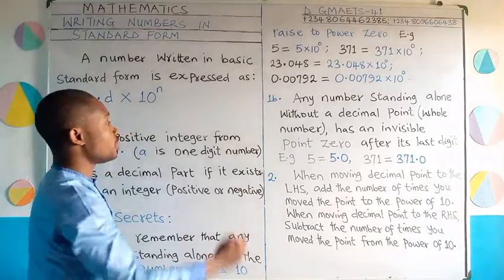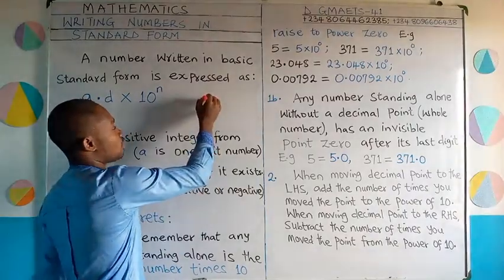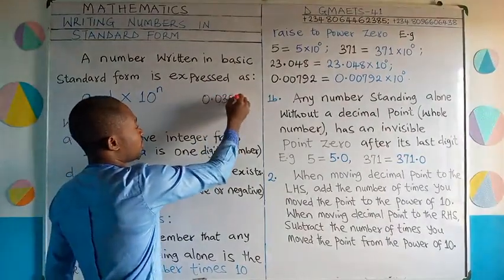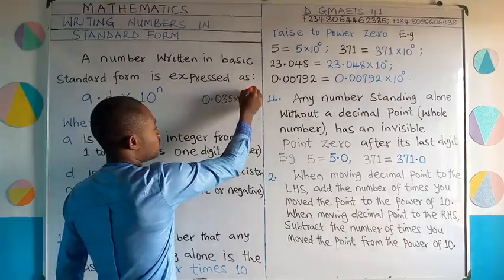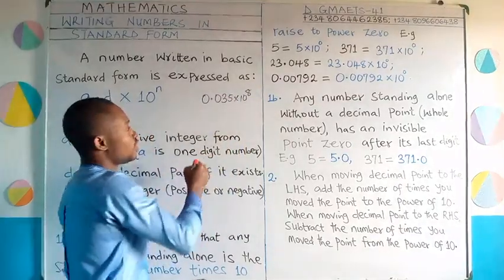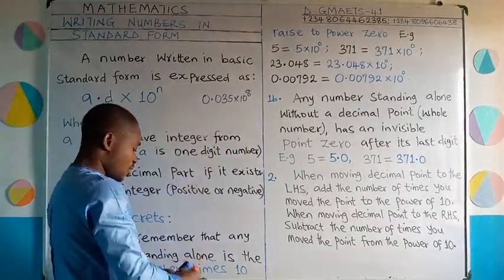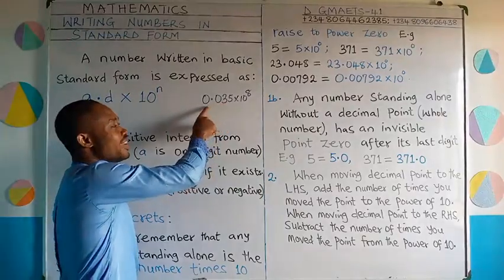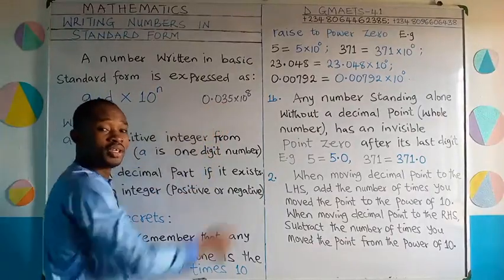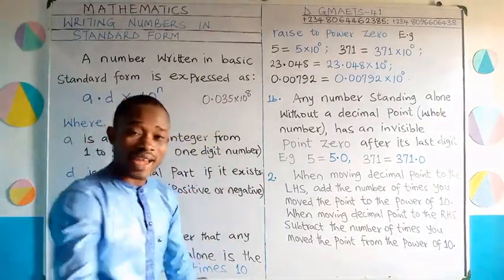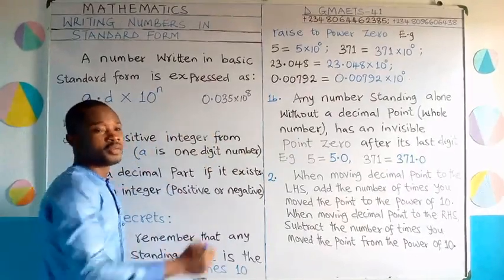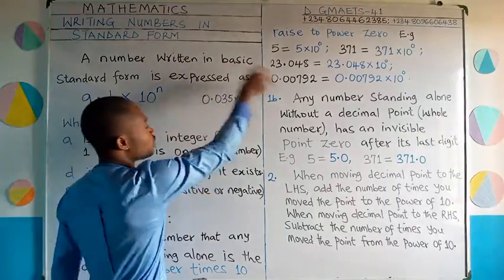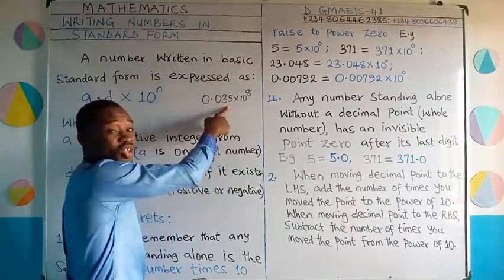What if you move the points to the right? Assuming that I have 0.035 times 10 raised to the power 8. Now, you know that you have to move the point because we need the whole number part to be a number from 1 to 9, not 0. So in this case that you have 0 here, you can't leave it like this. You need to move the point to the right to get this number that is not 0.